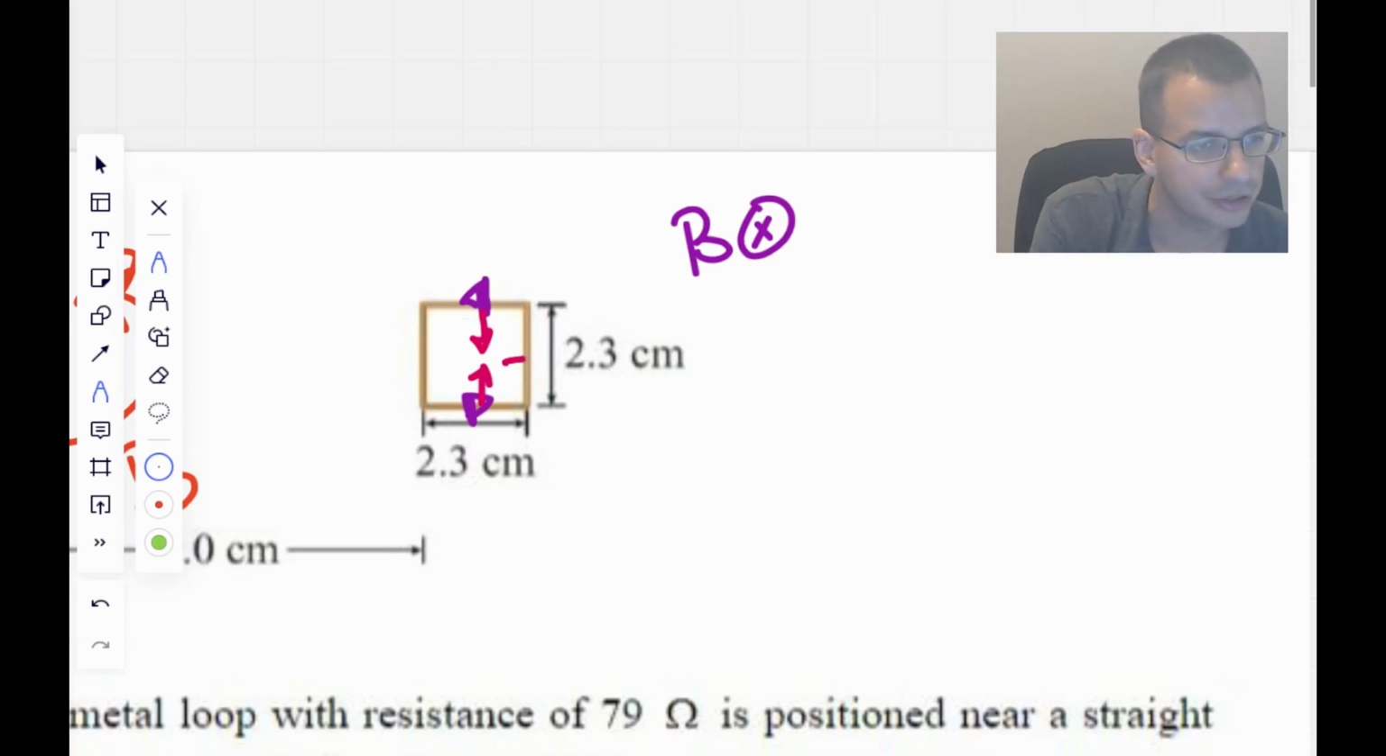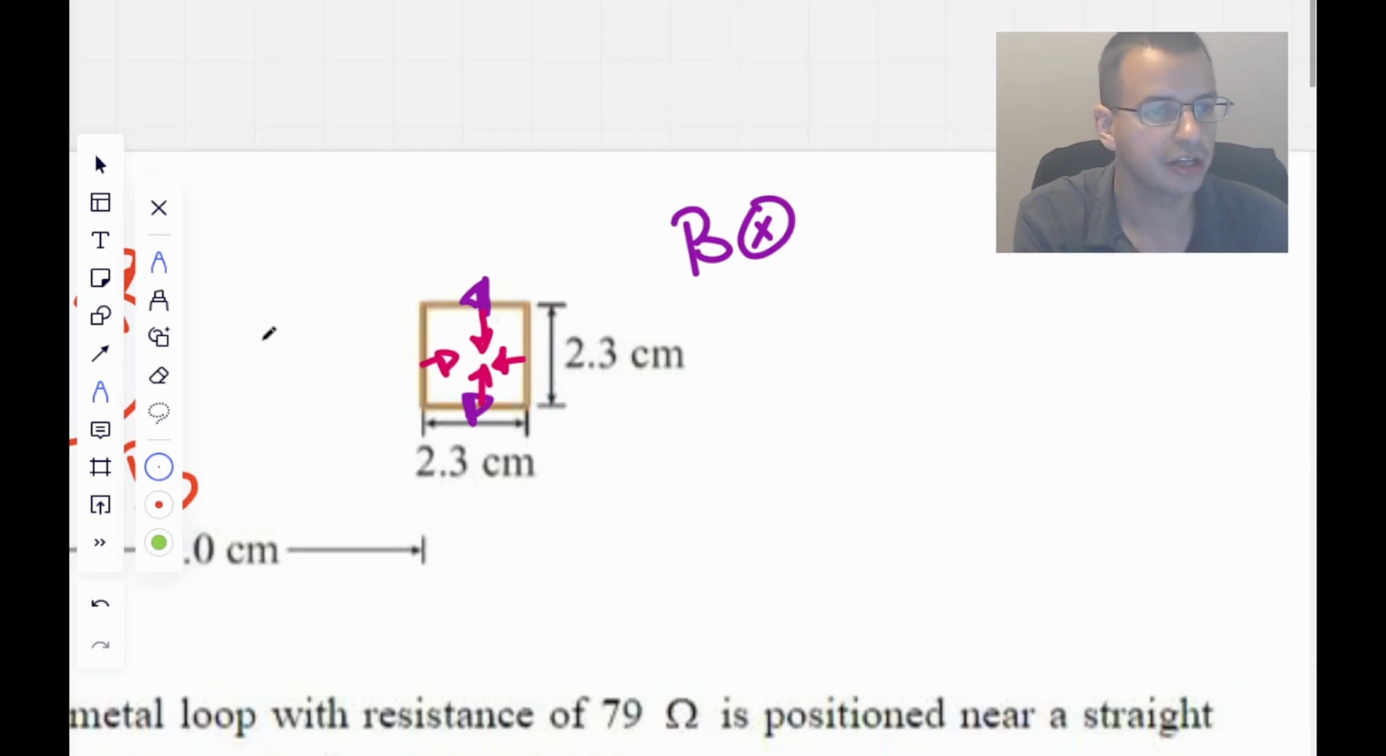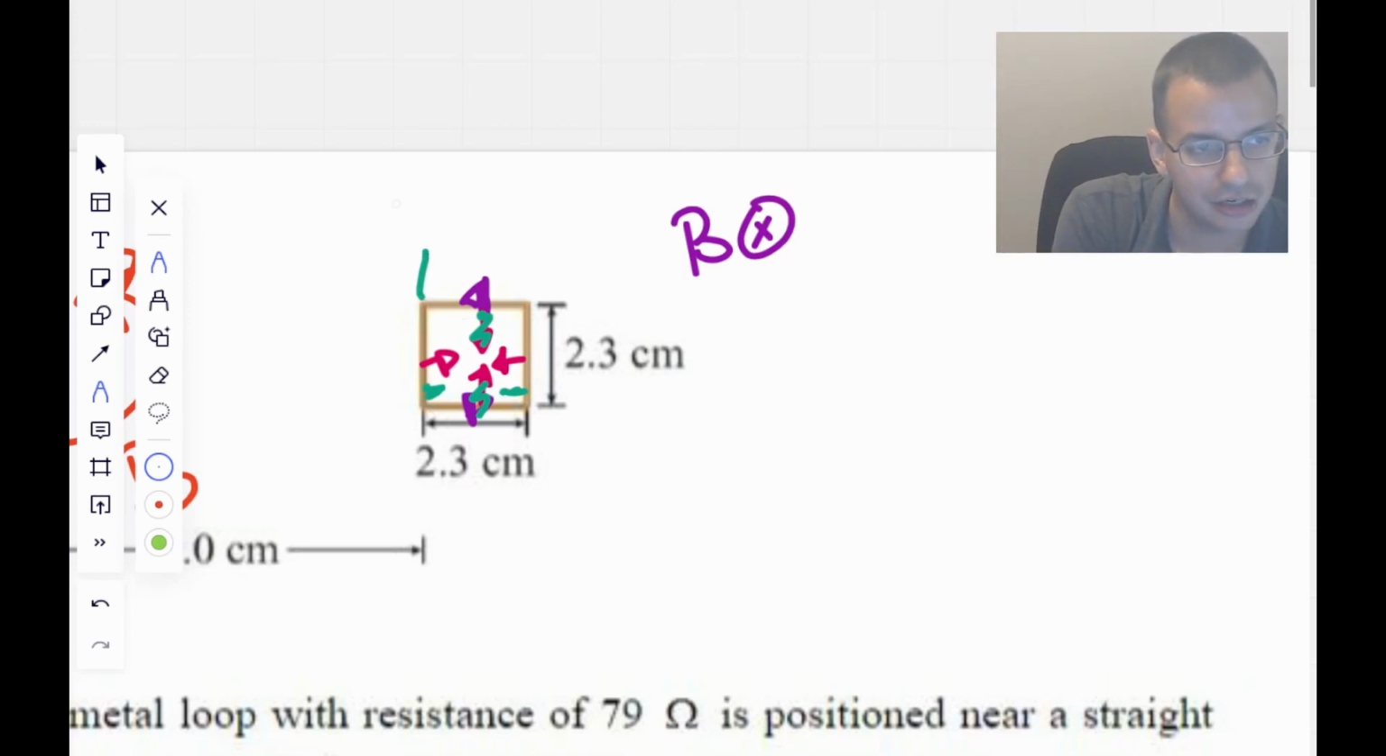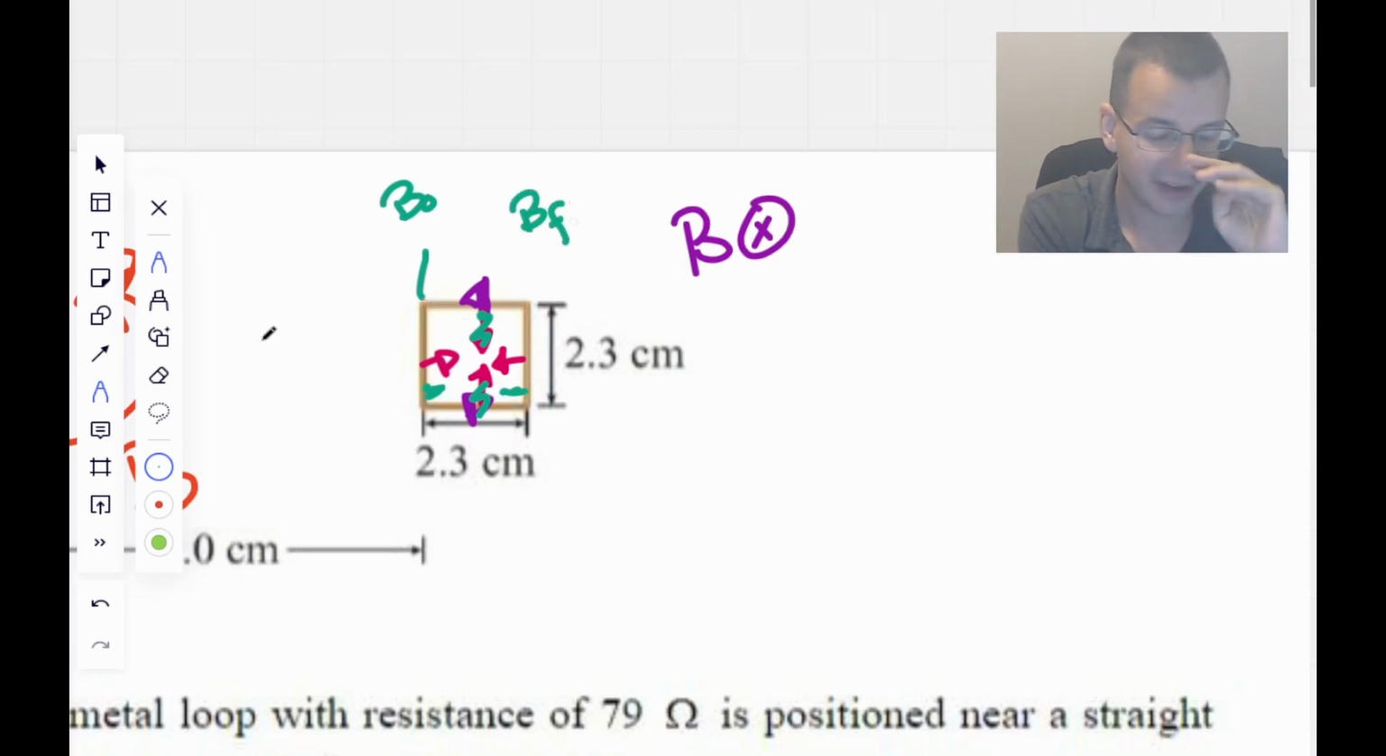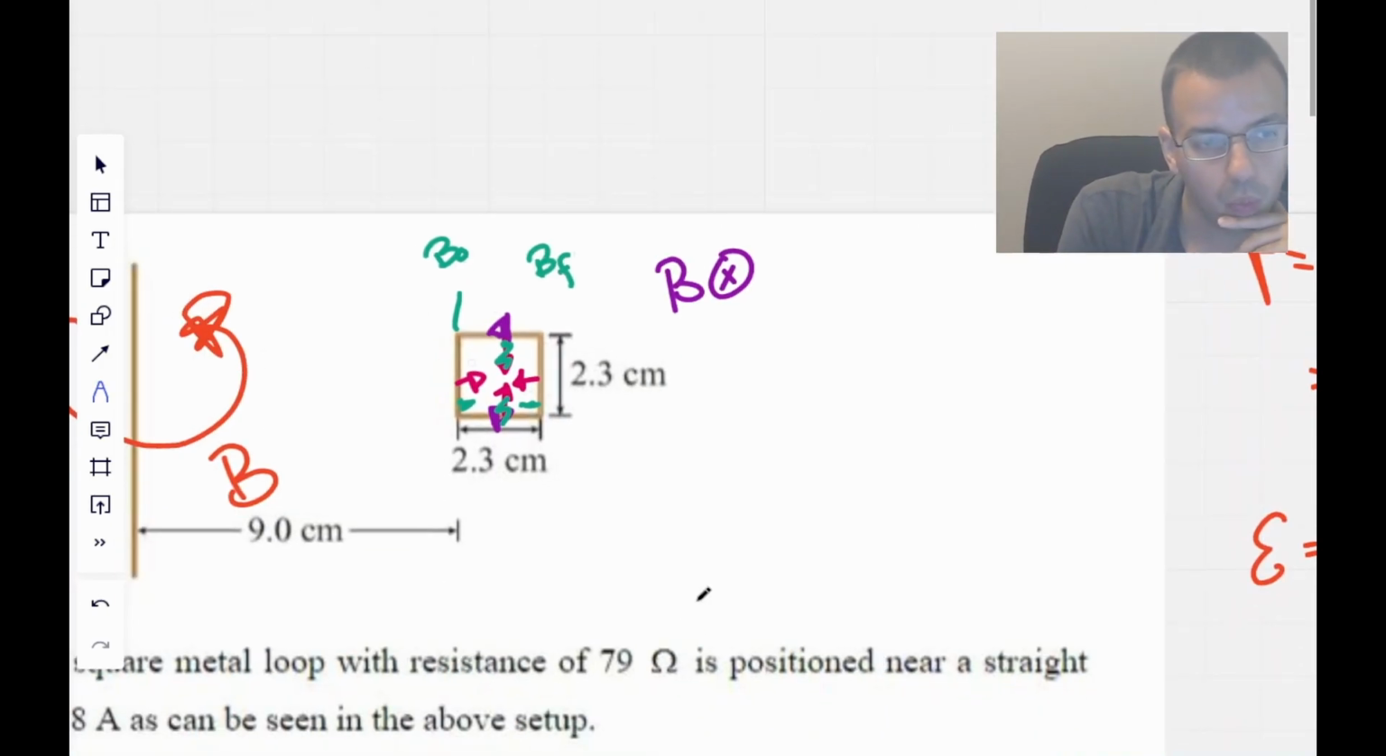This is going to create a force going to the left, this is going to create a force going to the right. So the bottom and top are going to be the same, just opposite directions, so they cancel out. Now, the left and the right are going to be different. They're in opposite directions, but the magnetic field here, I'll call it initial, and this will be the magnetic field at final. Those are going to be different, and so they aren't going to cancel out. So the only two wires that we're going to care about are the left and the right ones.